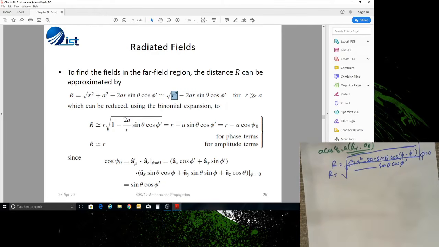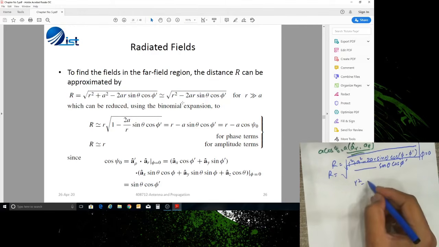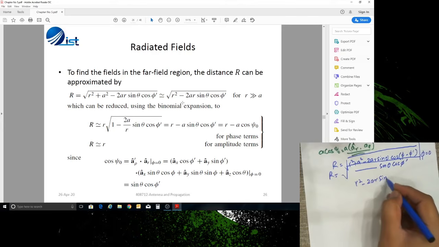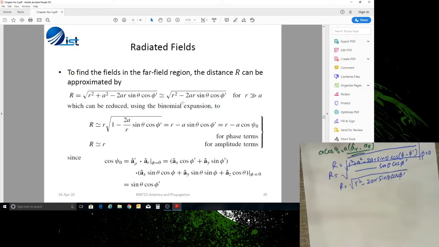Okay, so now this expression, r square minus 2ar sin theta cos phi prime, we can further simplify using binomial expansion. All we have done is we have taken r outside this square root. So here in the denominator r will come, so r square will come. When r goes outside the square root it will be just r. One r cancels with the squared r, so you will just have a single r in the denominator, and you have sin theta cos phi.